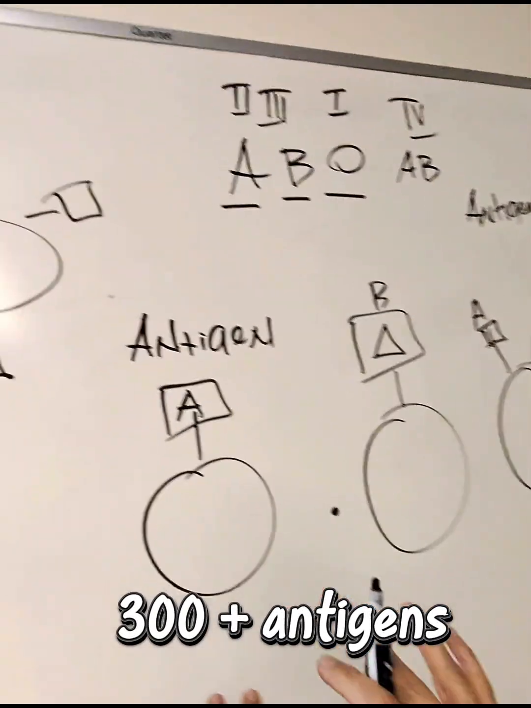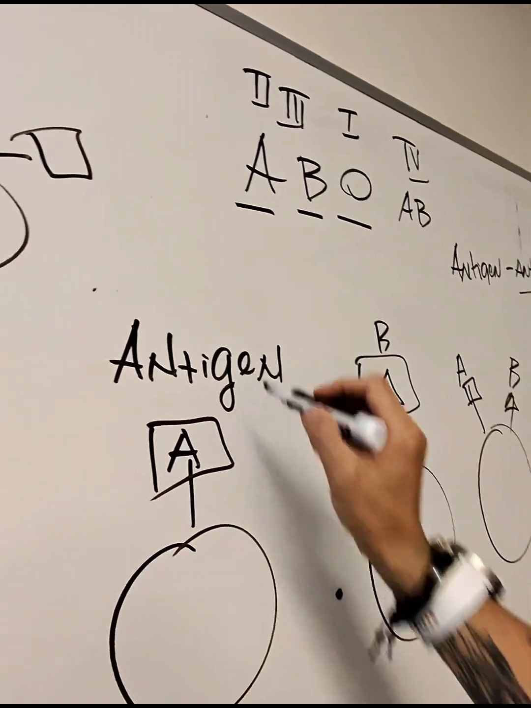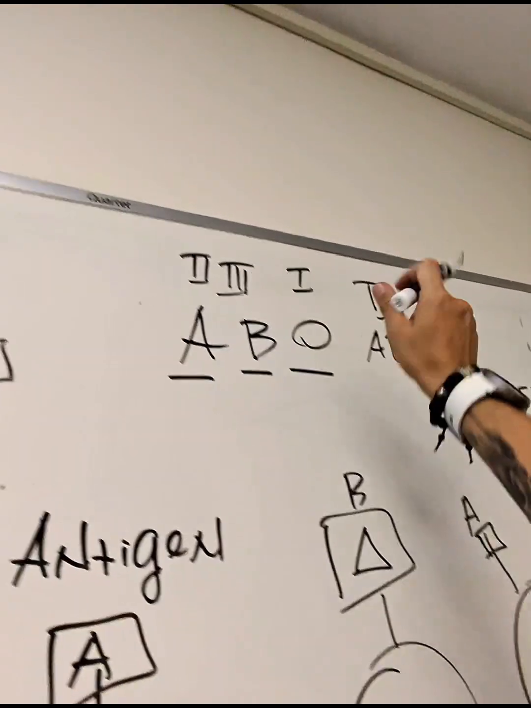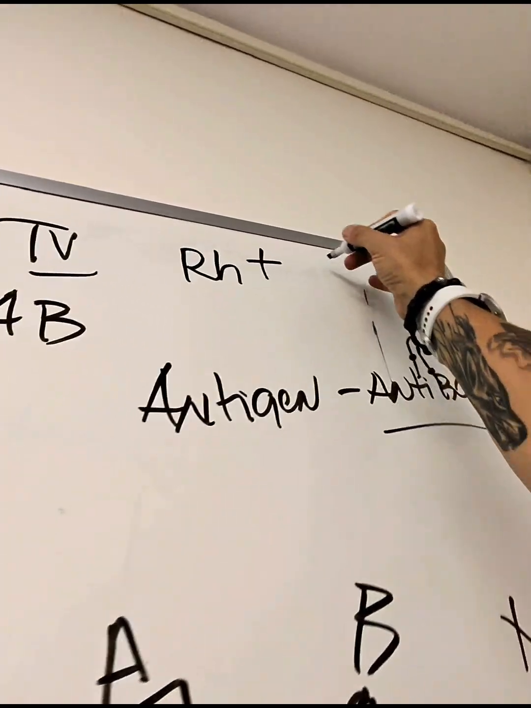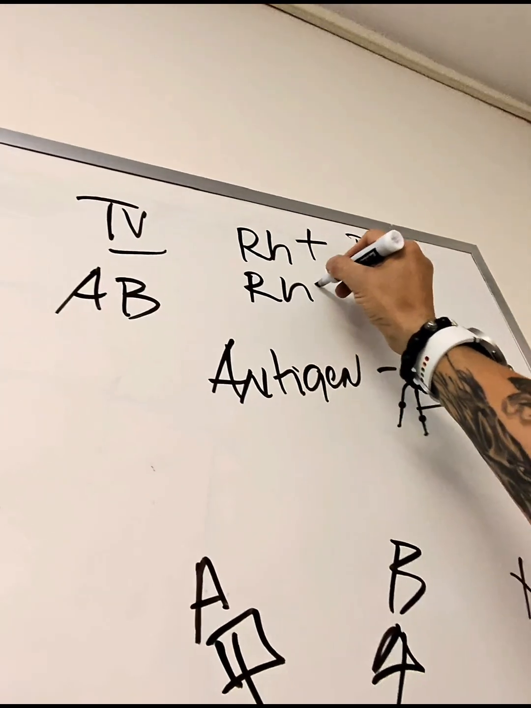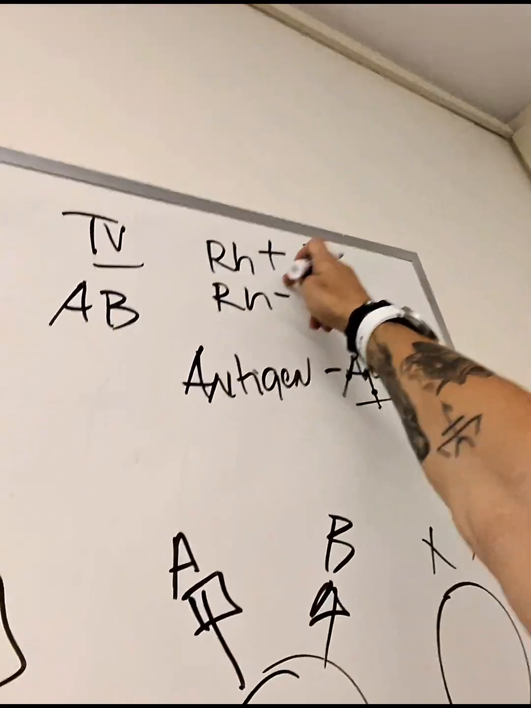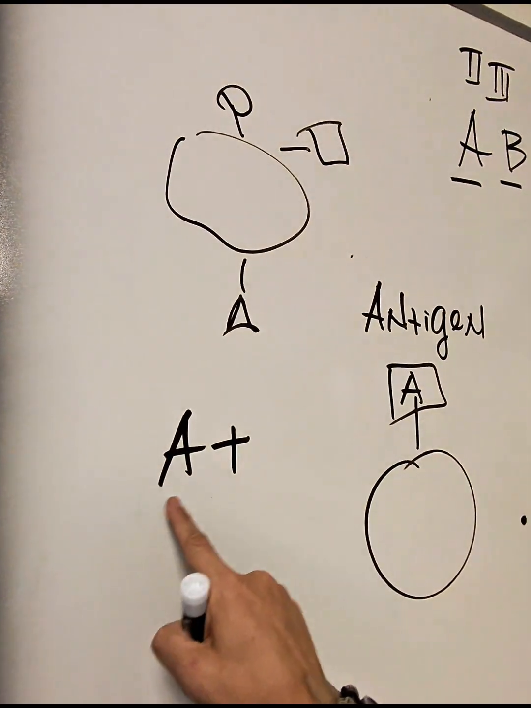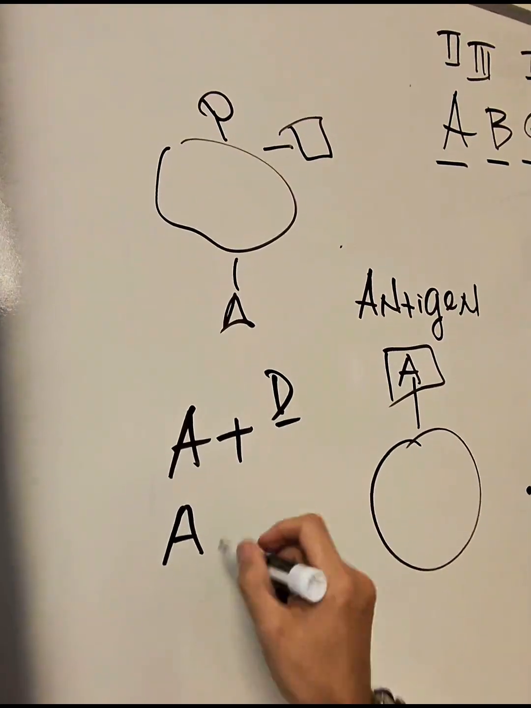Red blood cells have 40 plus different types of antigens, but when it comes to blood transfusion, or identifying the blood type, we're only concerned about A, B, O, and there's also another antigen: the Rh factor. Rh positive means antigen D, and Rh negative does not have any antigen. There's no D. With positive, we have that extra antigen. So you can have A positive, meaning you have antigen A and antigen D, or A negative, where you only have antigen A but no antigen D.